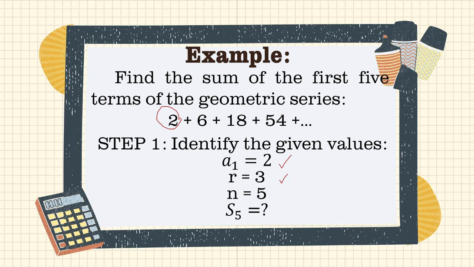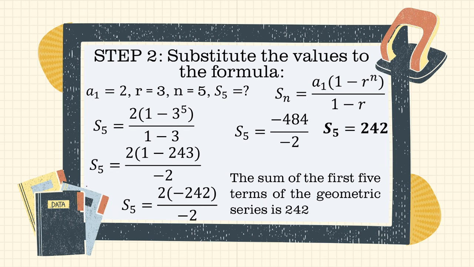Next, we are finding the sum of the first 5 terms. Therefore, our n is 5. Since we are getting S of n, which is S of 5, we are finding S of 5. Now let's apply it in our formula. We have a of 1 equals 2, r equals 3, n equals 5, and S of 5 equals blank.